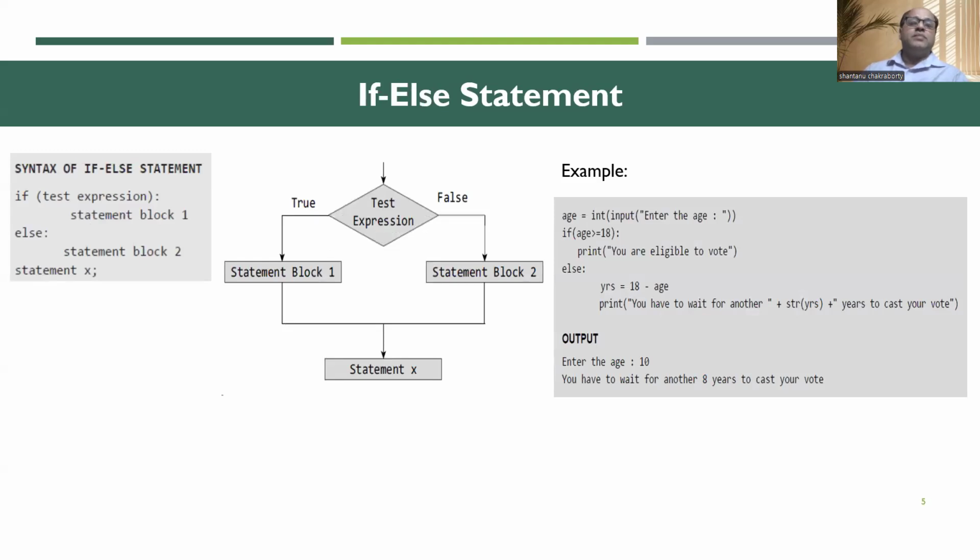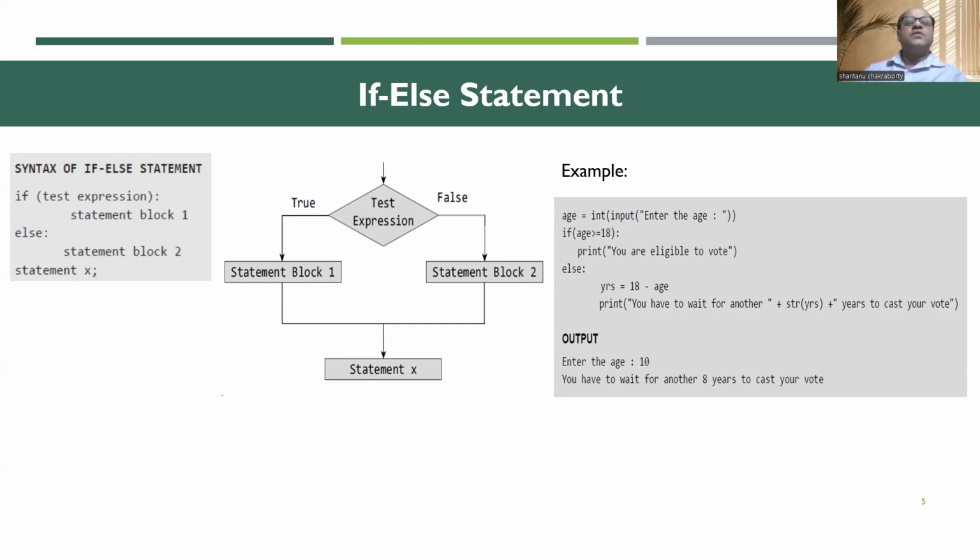There is another statement, the if-else condition. Here, first we check a test expression. If the expression returns a true value, the control will go to the true block, else the control will go to the false block. For instance, if you input an age, and if age is greater than 18, then it is going to print you are eligible to vote. Otherwise, it will print you are not eligible to vote. So this is also one of the conditional statements that we use within the Python programming language.